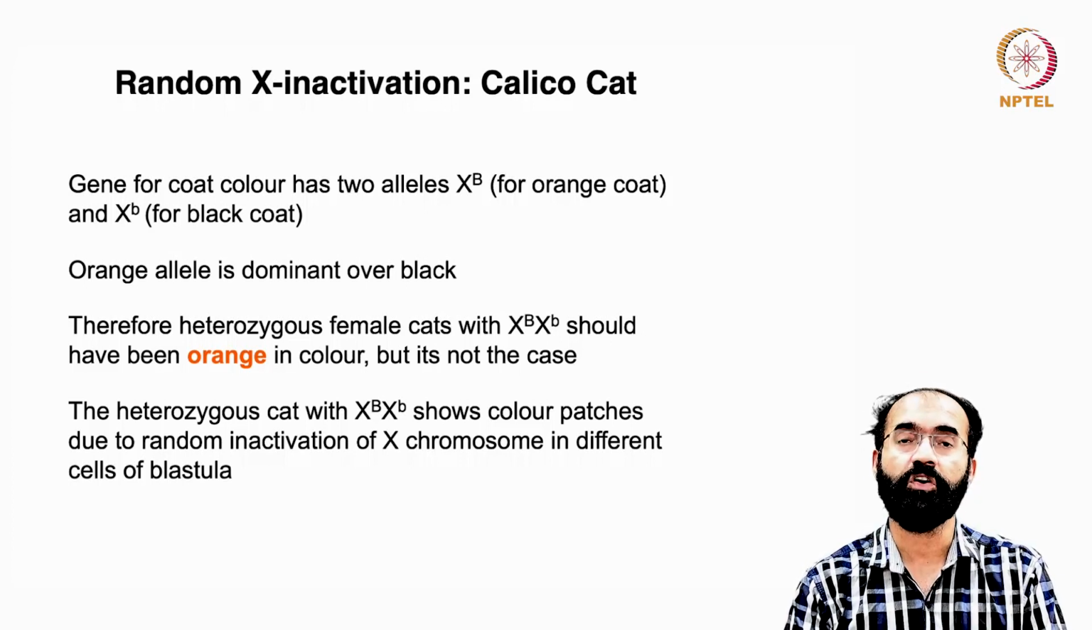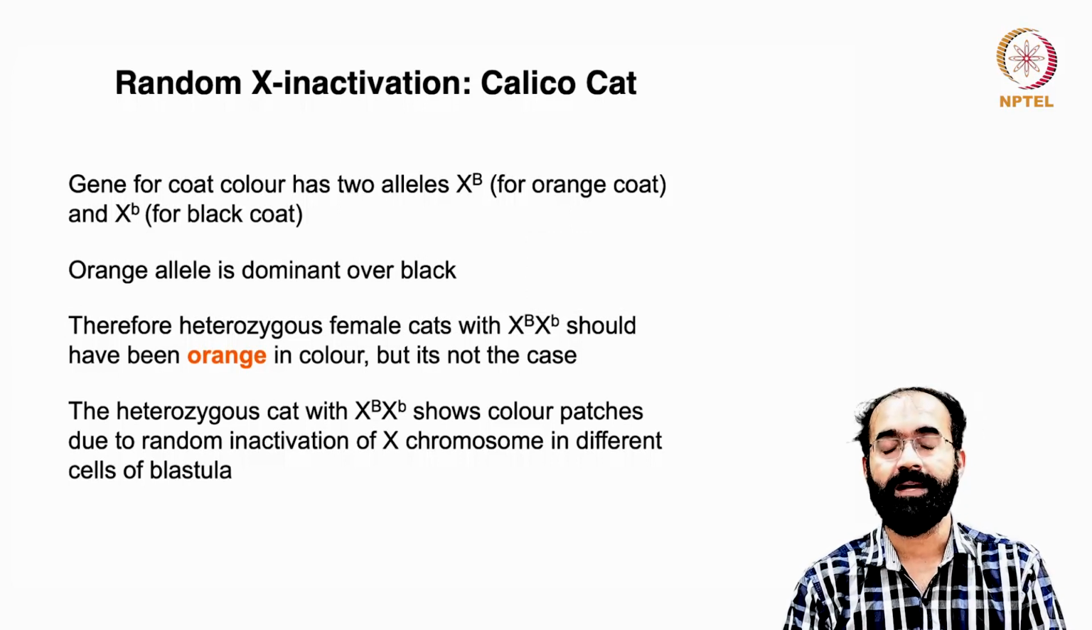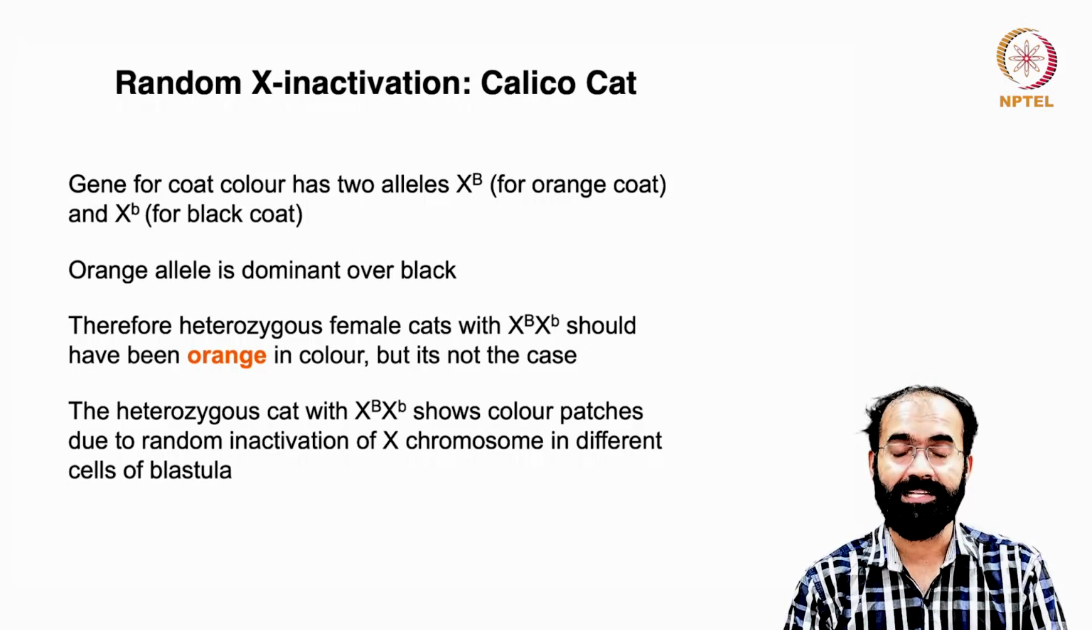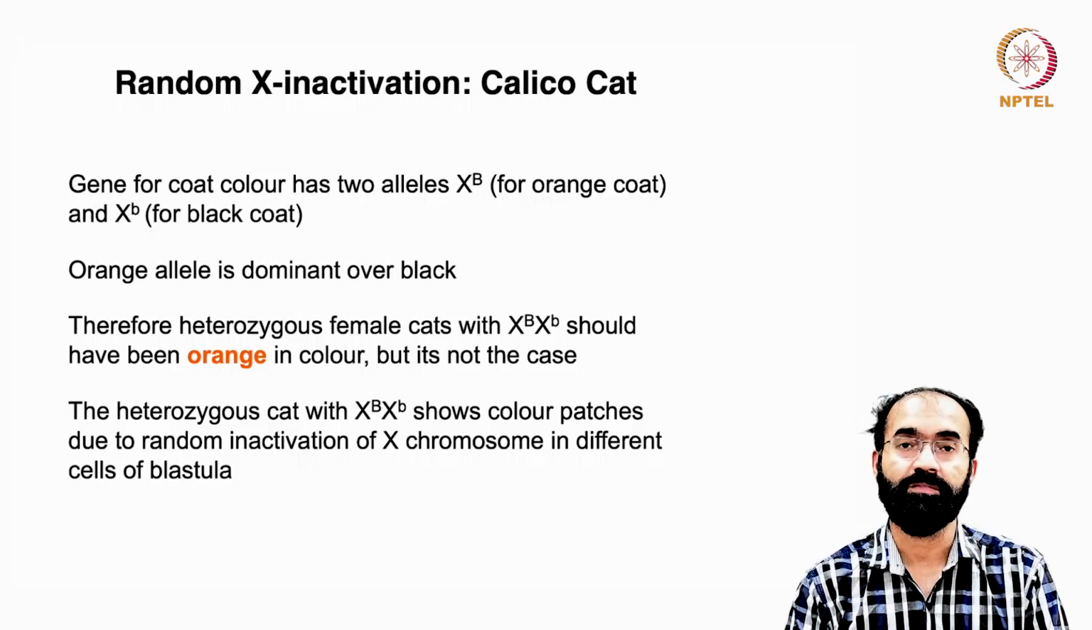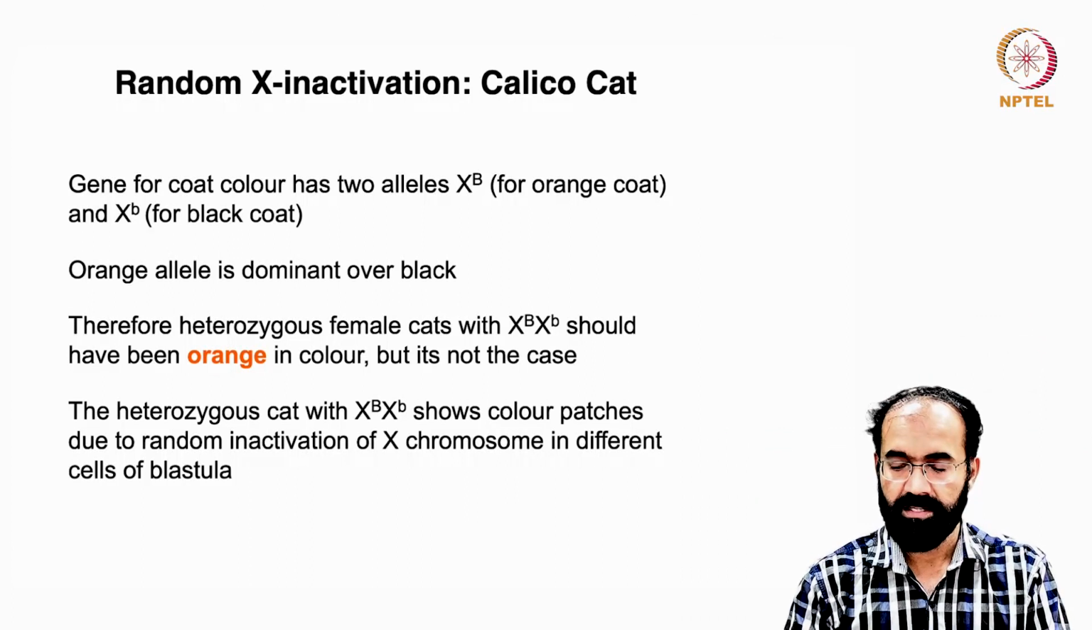So why did it not show orange? Because both X chromosomes are not expressing in one cell to give an orange color. In some cells, the orange-bearing X chromosome is inactive. So naturally, in those cells the other X chromosome is active, and that will show the black color. That's how the calico cat is formed.